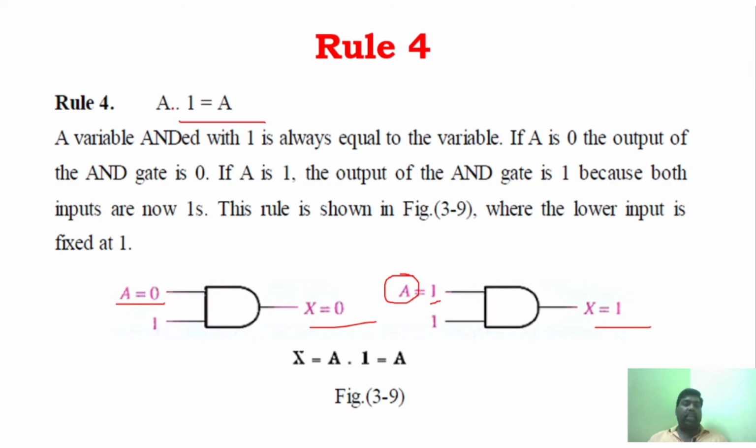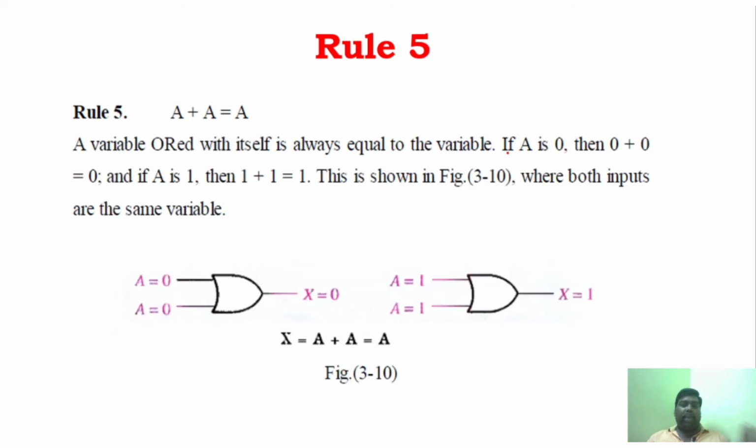So you can see here one input is a and 1 is the next input, right? The output will be a because we are multiplying with 1. And that is what is explained here. A variable ANDed with 1 is always equal to that particular variable. Okay. All these are very simple. Okay. And rule number 5, right?